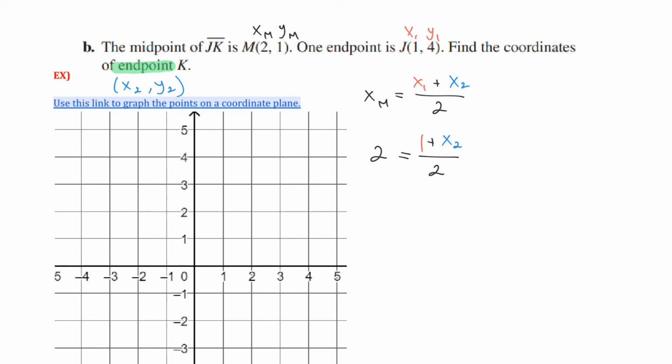All right, and then from here, I notice that we are dividing the entire right side by 2. So in order to cancel out this division by 2, I'm going to multiply both sides by 2. Dividing by 2 and multiplying by 2 cancels out to give me a 1. And then 2 times 2 on the left side is just 4, is equal to 1 plus x2.